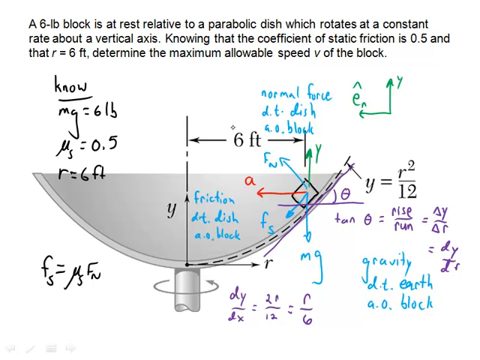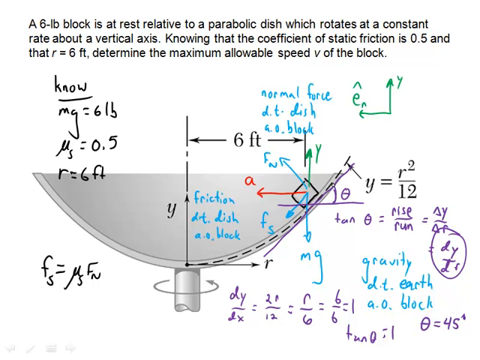And in my case, that's equal to 6 feet. And so what that tells me then is the tangent of theta, which is dy/dr, is equal to 6 over 6, which is 1. So the tangent of theta is equal to 1. So of course theta is equal to 45 degrees.